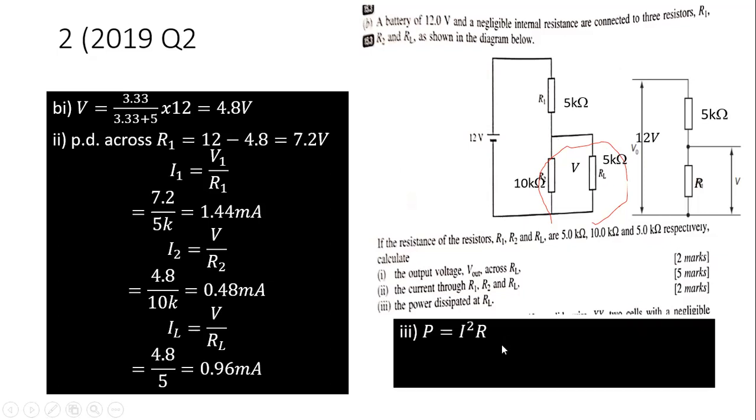Power dissipated at RL. Continue to remember the formula, that's all. I squared R. Then put in your value. Convert it to ampere, square that, times your R. R is 5 kilo ohm. So it's 4.61 milliwatt. Okay. Any comment? Okay. No, teacher.